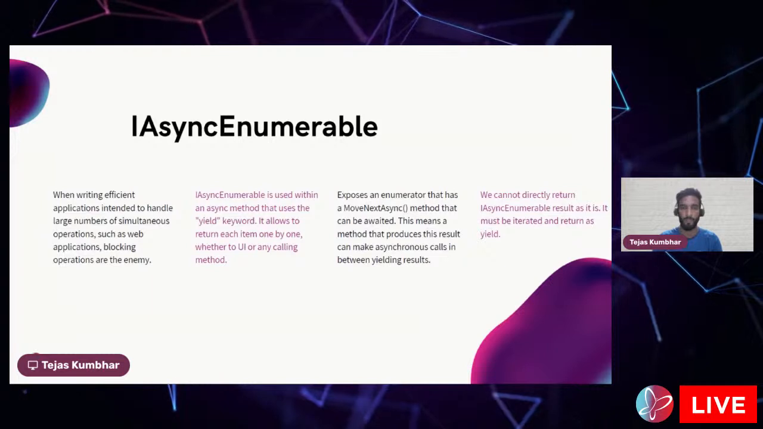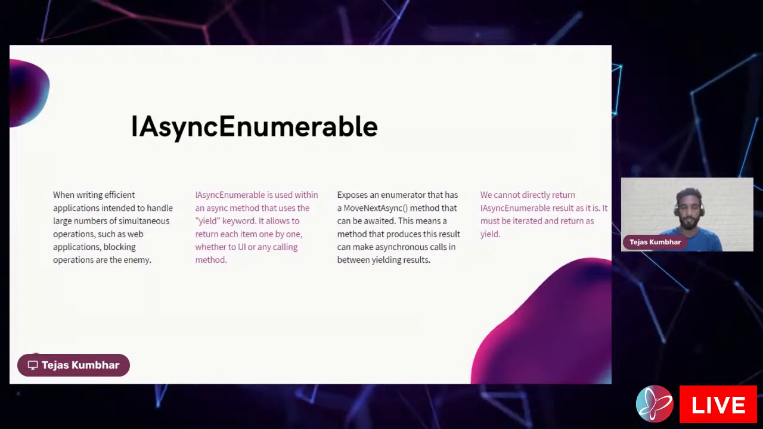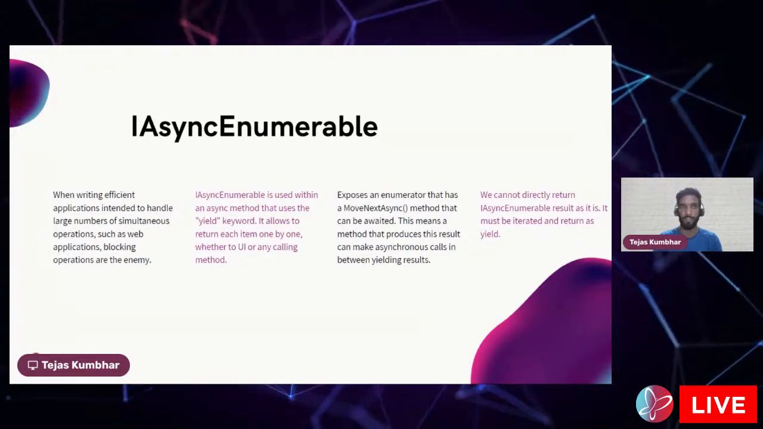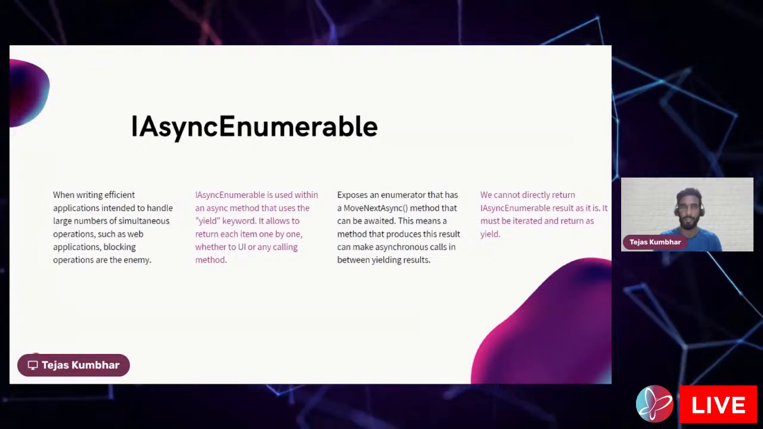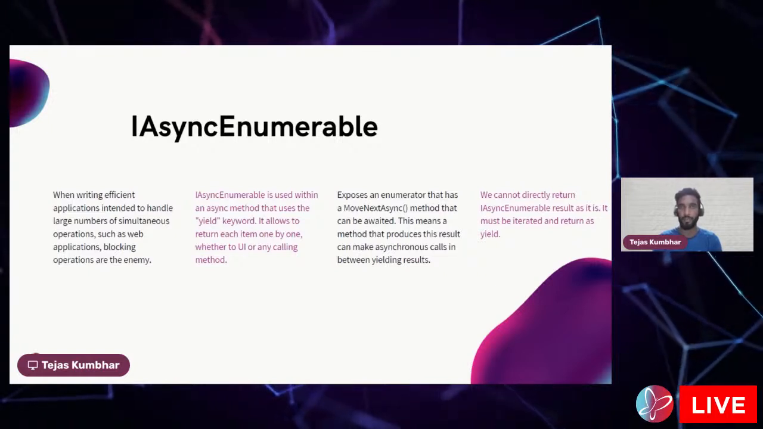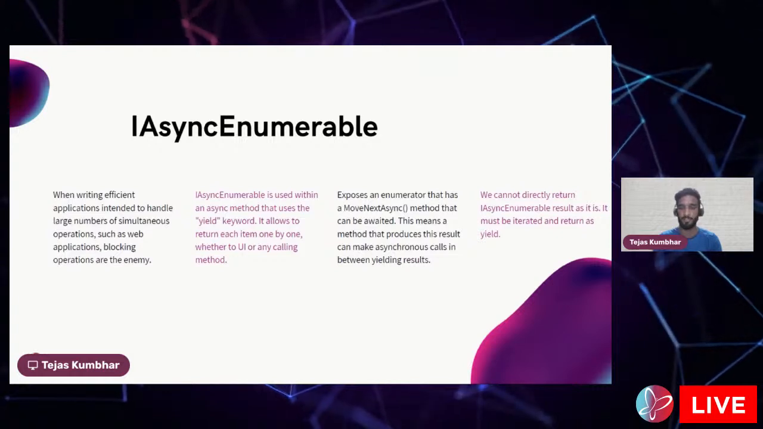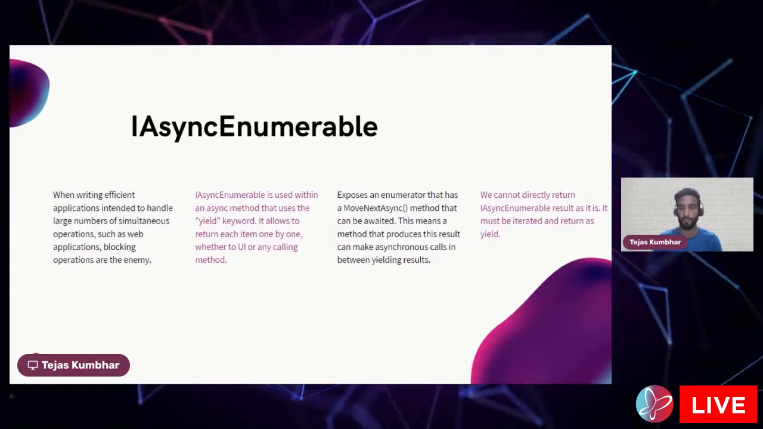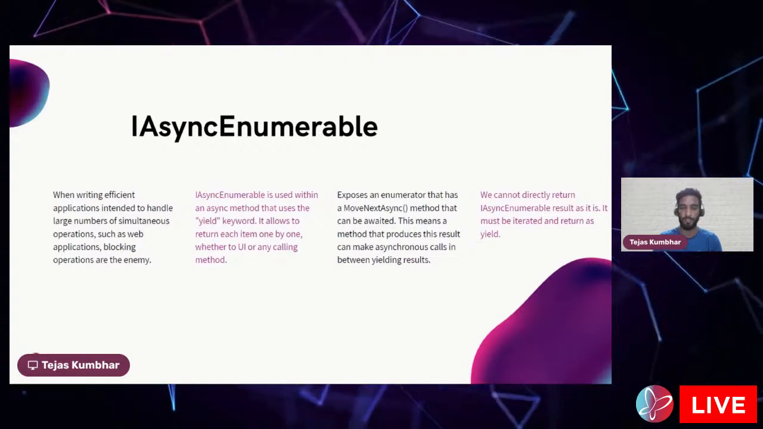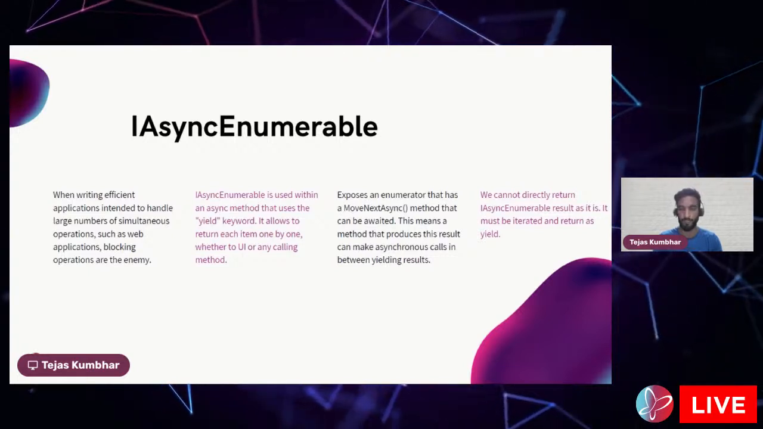The third one is that IAsyncEnumerable provides the enumerator, where you can avoid the iteration and yield each record at a given time. The major drawback of IAsyncEnumerable is that you cannot return the result as it is in the form of IAsyncEnumerable. You have to iterate each record and send the data in the form of yielding.